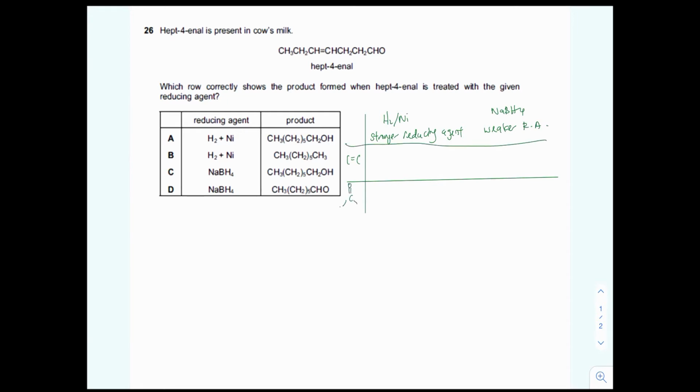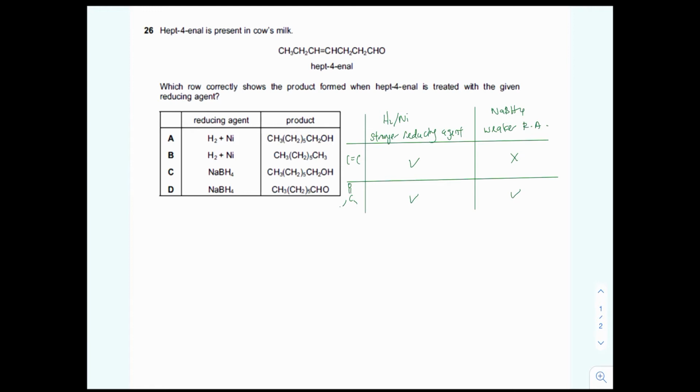Alright, so sodium borohydride is a weak reducing agent, and it can only selectively reduce the carbonyl compound. So I'll put a tick here, a cross here, and a tick here. Since it is a weaker reducing agent, it cannot reduce the alkene, but it can reduce the carbonyl compound. But hydrogen and nickel is a stronger reducing agent, so it will be unselective and reduce both functional groups.